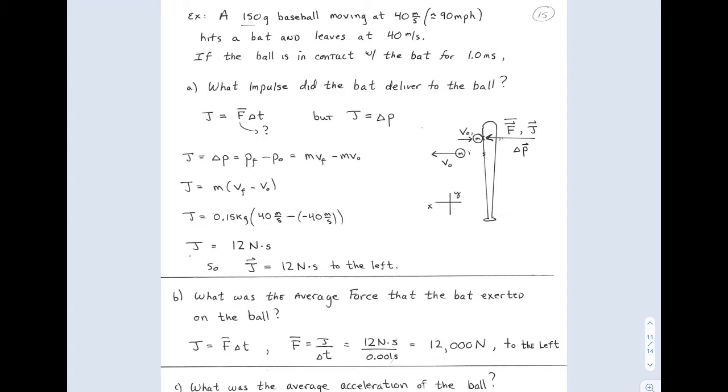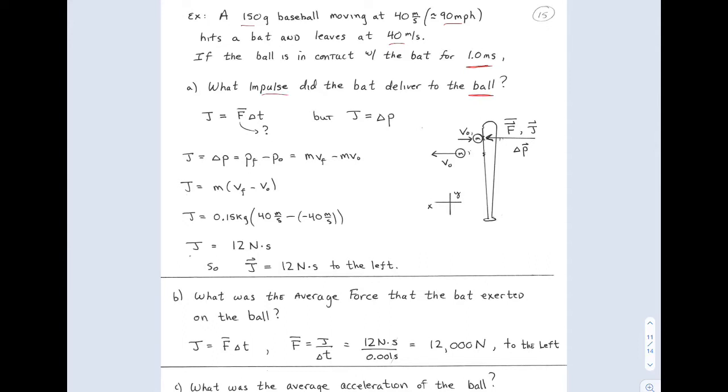So I have a baseball. The baseball comes in at about 90 miles per hour, the bat hits the ball, and it leaves at about 90 miles per hour. Okay, so I went online and found that the ball's in contact with the bat for about a millisecond, a 1,000th of a second. So what impulse did the bat deliver to the ball?